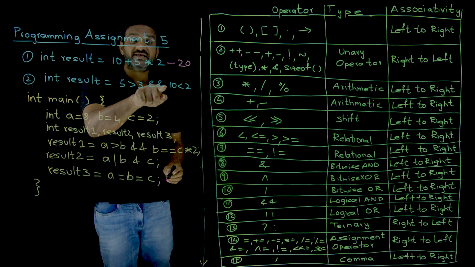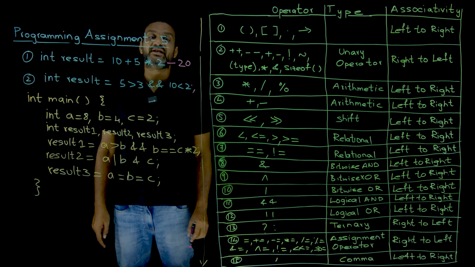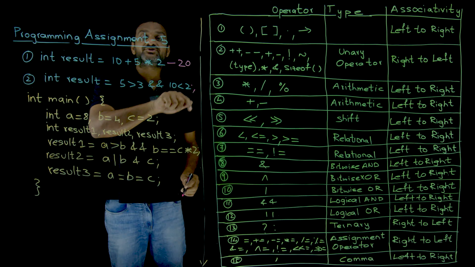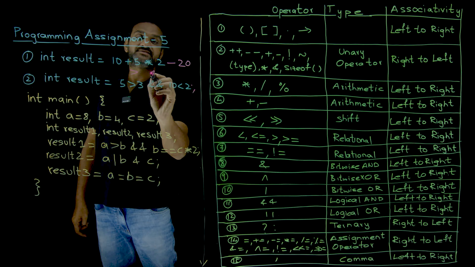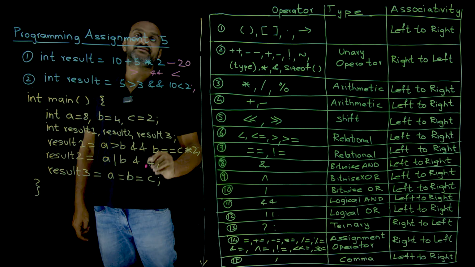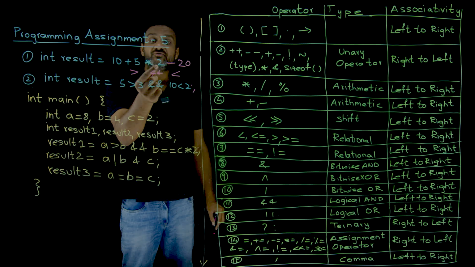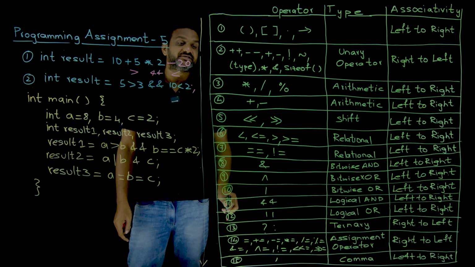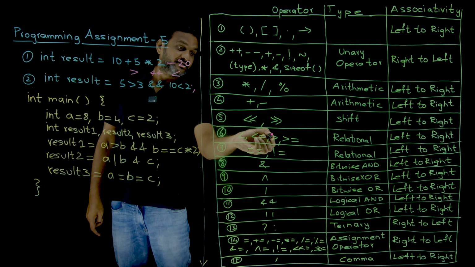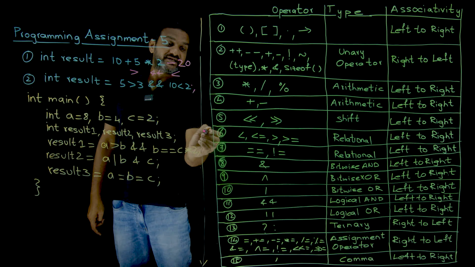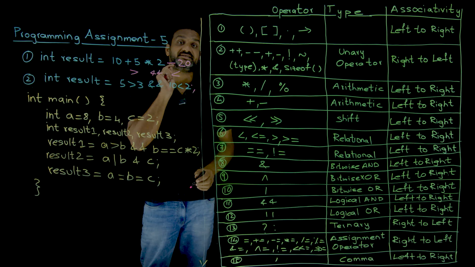And what about this expression? How does it get evaluated? How many operators are there? There is a greater than, a logical AND operator, and a less than operator. Among these, what are the ranks of each operator? If you take greater than and less than, this one is less than and this one is greater than, and both of them have a rank of 6.